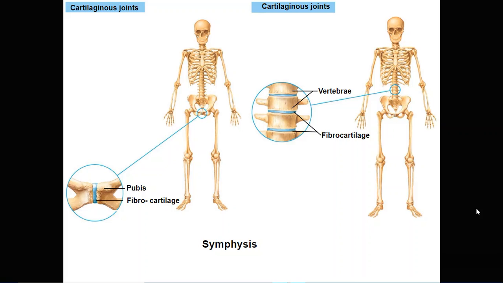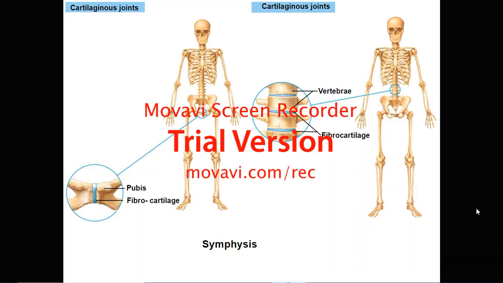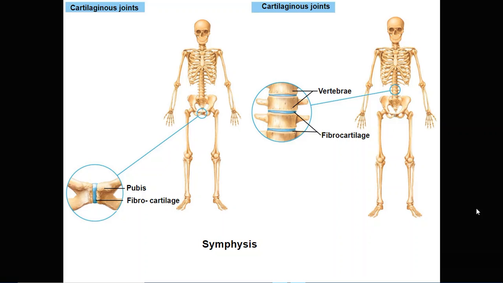With the symphysis joint, it is amphiarthrotic, meaning you have slight movement. Again, amphiarthrotic means slight movement at the joints. So it's designed for strength, and it's also designed to be flexible.